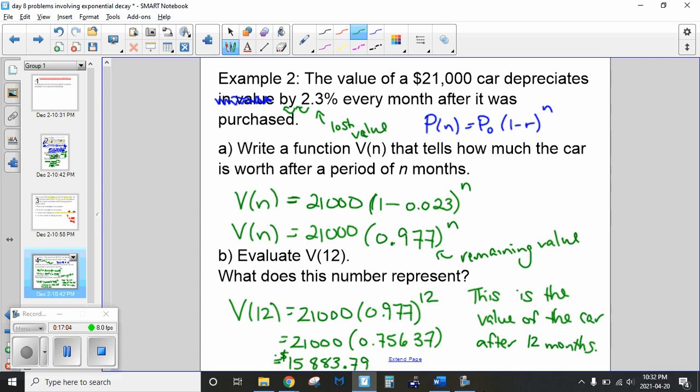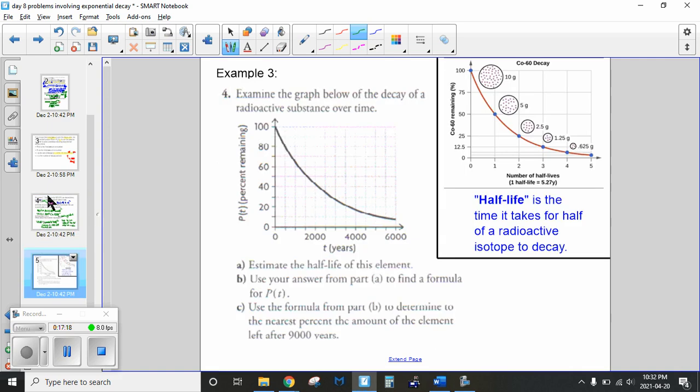Okay, so in that question, there was information given in the question, and we turned that into a formula that we could then use to find a specific answer. All right, there's one more question. And this one is kind of like a chemistry theme. And I think I mentioned this one during our brainstorming before spring break. So this one says, examine the graph below of the decay of a radioactive substance over time. We're going to be estimating the half-life and doing some other stuff.